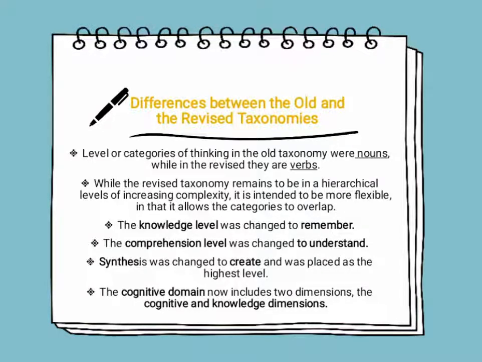So, yung cognitive domain naman, nagkaroon na po siya ng 2 dimensions sa revised, na kung saan yung cognitive and knowledge dimension. Kasi sa old, wala po yun. So, that is the differences sa bago at lumang taxonomies, na kung saan effective naman po siya na nagamit ng mga teachers at iba pang personnel sa paggawa ng learning objective.